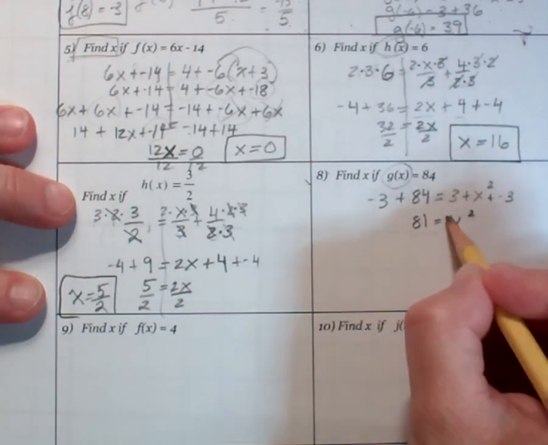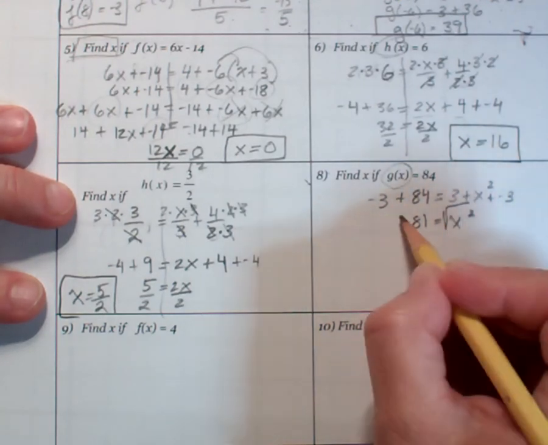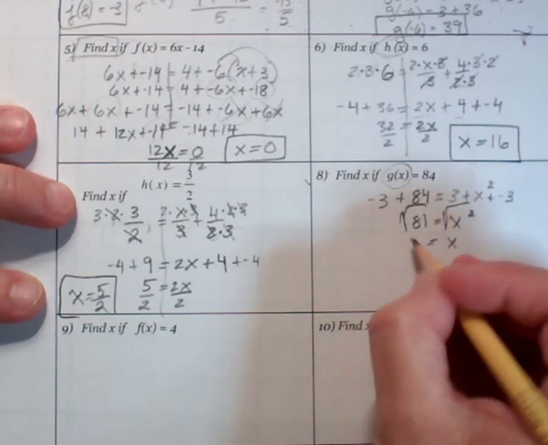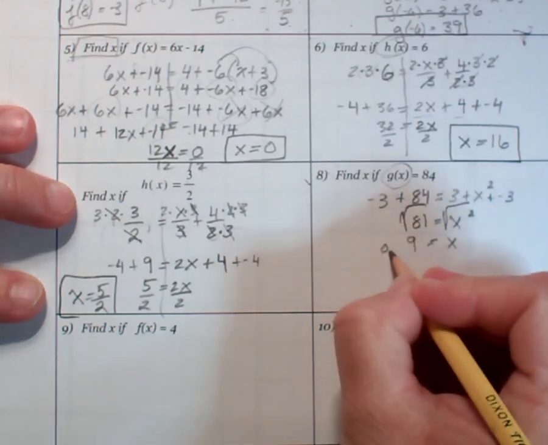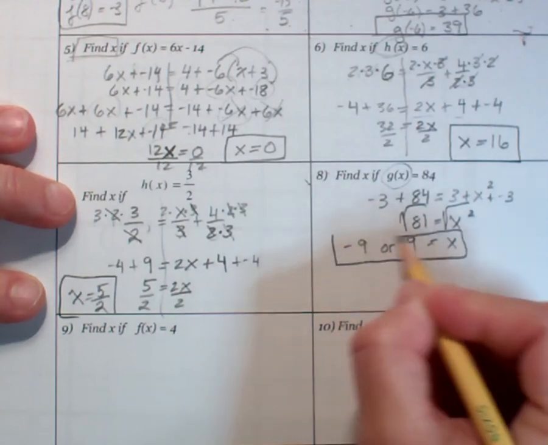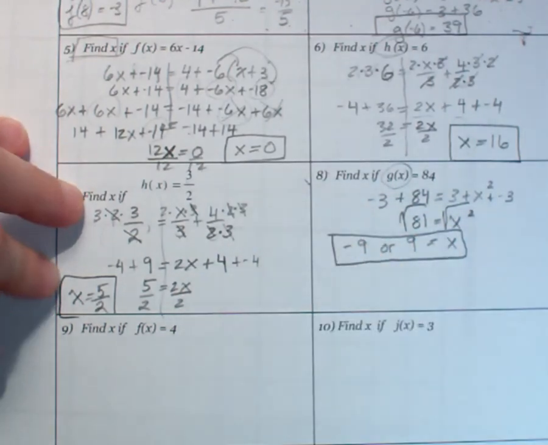The inverse of x squared, or the inverse of squaring, is square root. So the square root of x squared is x. The square root of 81 is 9, or it could be negative 9. Remember, when we take the square root of both sides, we get 2 answers, 9 or negative 9.